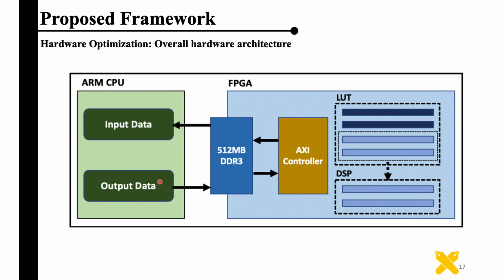Finally, we would like to present the whole hardware architecture. Since the input layer and the output layer are not binarized, the convolutional operation of the input layer works on the PS part. On the PL part, the AXI controller is used to control the data stream on board.